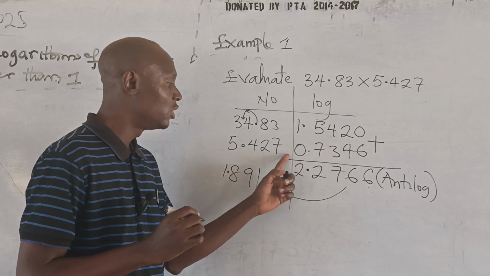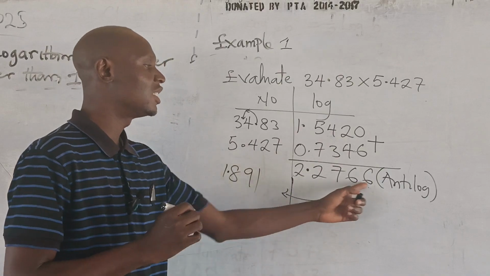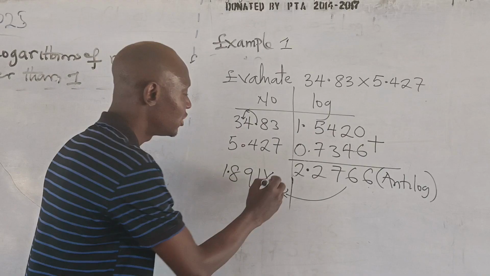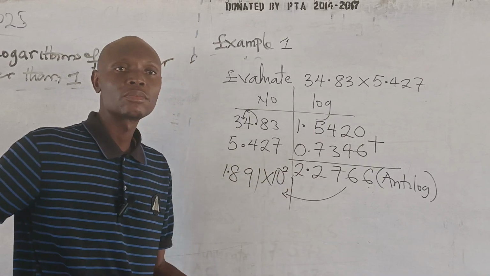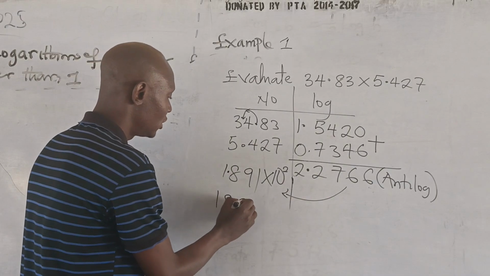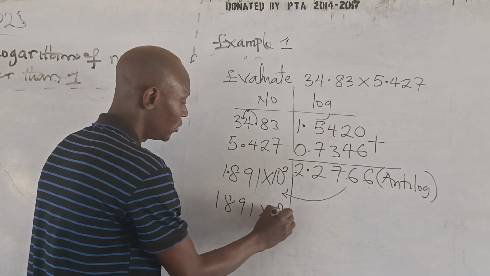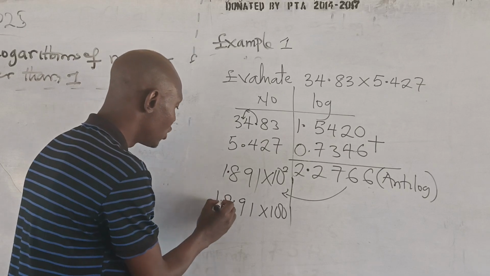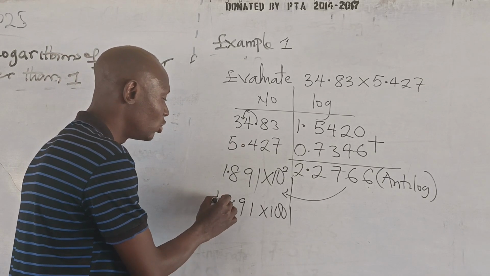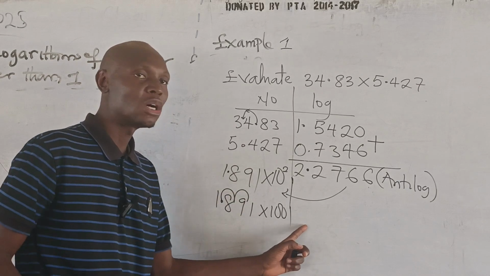Then we did not use this integer the other time when we were checking the antilog, so we are going to bring back the integer now. So times 10 raised to power 2. 10 raised to power 2 is 100. So we are going to multiply 1.891 times 100. So it means the point will move 2 times according to the number of 0.